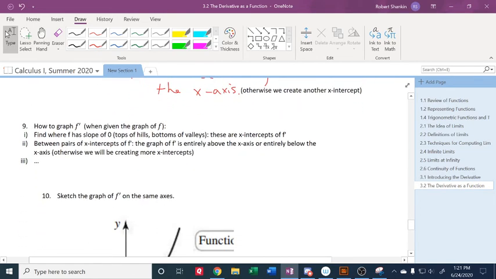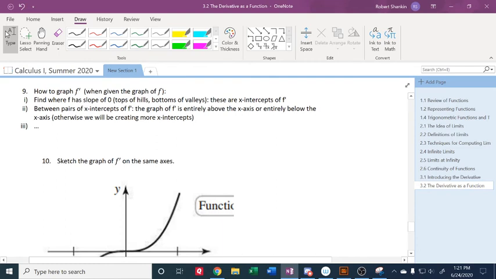All right, let's go to number 9. How to graph f prime when given a graph of f. Step number 1. Find where f has slope of 0. Now, I really should put usually: tops of hills, bottoms of valleys. It doesn't have to be a top of the hill or bottom of the valley, but most of the time it is. Okay. These are x-intercepts of f prime.